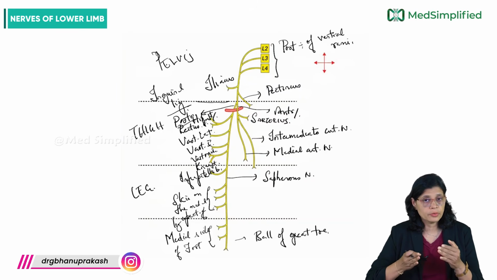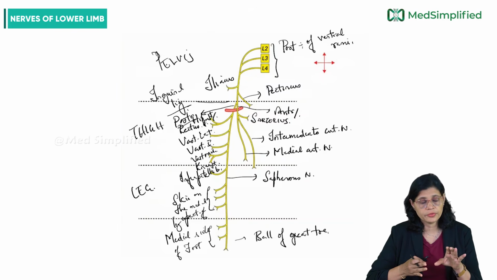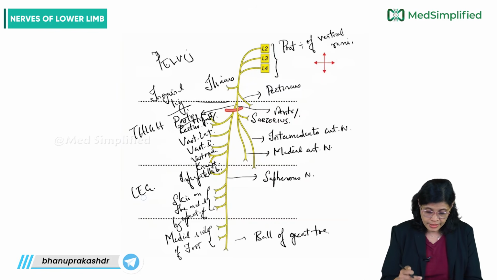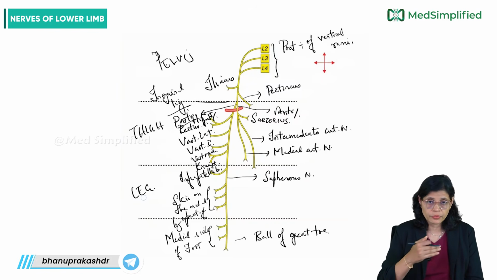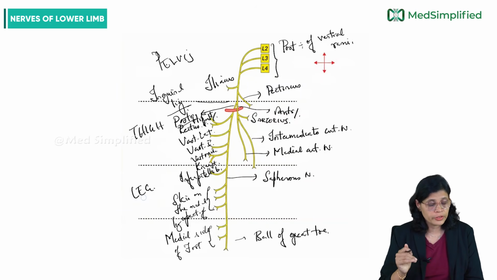So you have to remember the posterior division is mainly muscular in the thigh, supplying the quadriceps femoris, which is the extensor of the knee joint. And in the leg and in the foot, it is basically the saphenous nerve, which is the cutaneous nerve. So it is mainly cutaneous in the leg, along the medial aspect of the leg as well as the medial aspect of the foot up to the ball of the great toe.